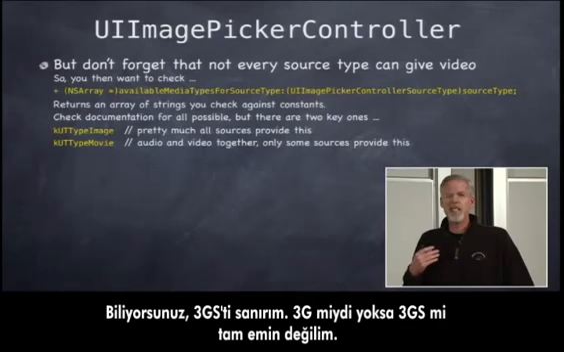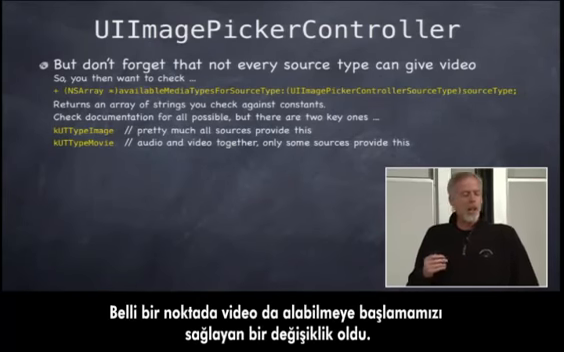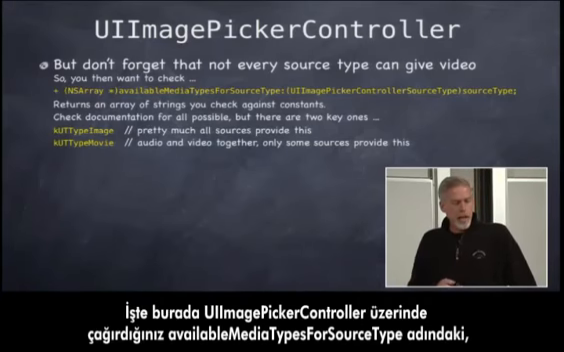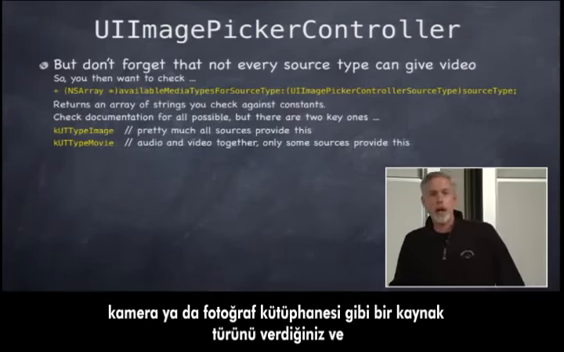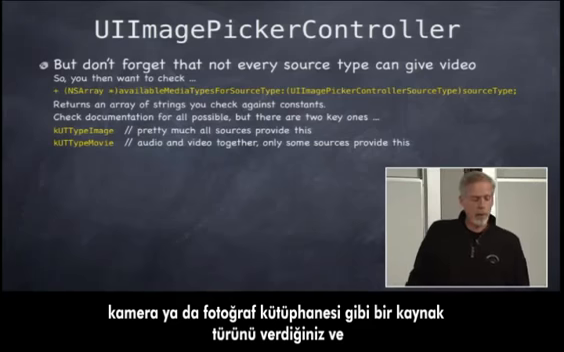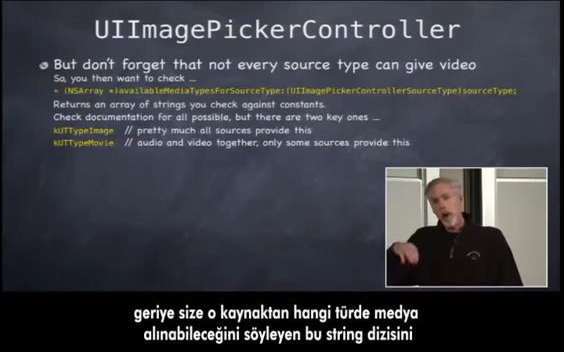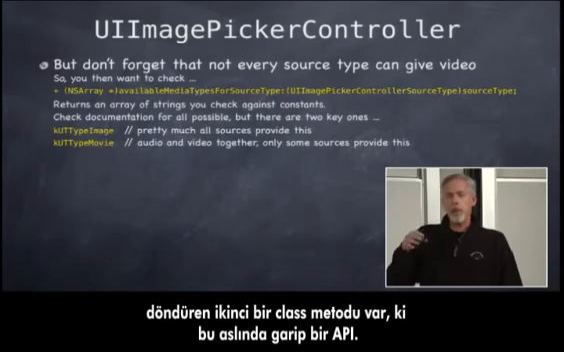3GSs, I guess, or I'm not sure, 3GSs. At some point there was a turnover where you can start getting video. And so there's a second class method you call here on UI image picker controller called available media types for source type. So you pass it the source type, like the camera or the photo library, and you get back this array of strings, which is a little bit of an odd API, and that'll tell you what type of media can be gotten from that source.